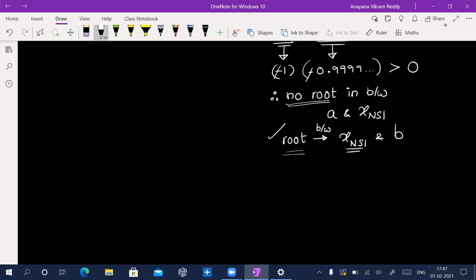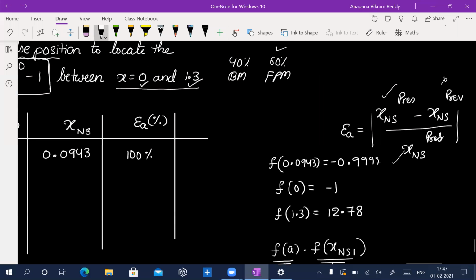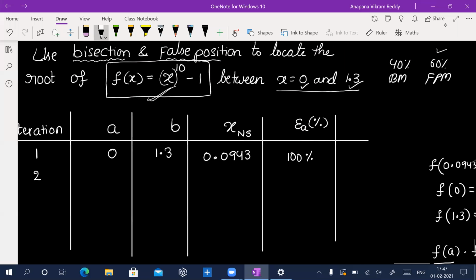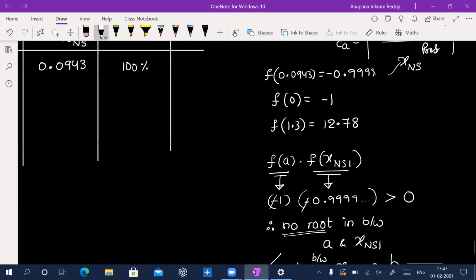So now xns1 becomes the new A, and B stays the same. So what is my A? A is xns1, this value, so now my A is 0.0943. Everybody, are we clear so far? Everyone? Yes, sir.